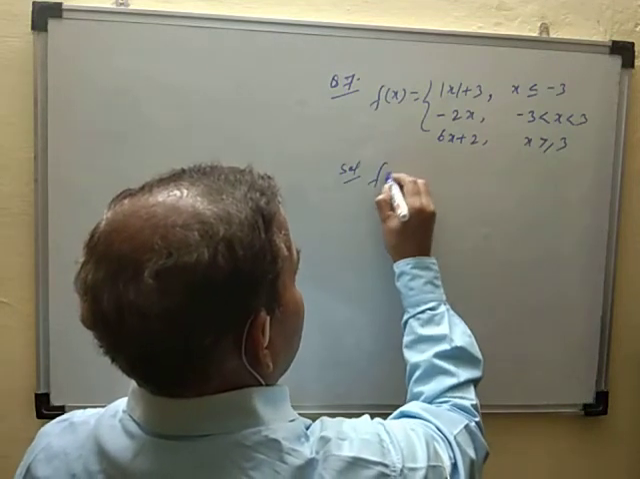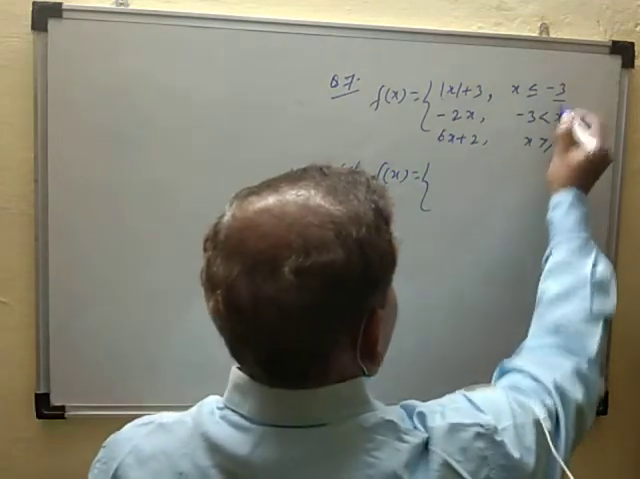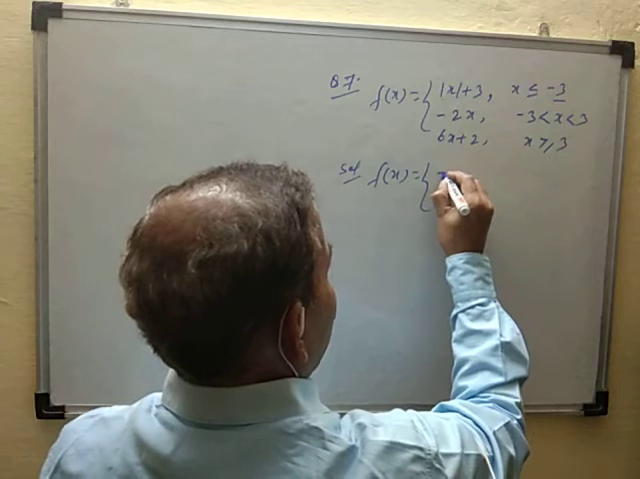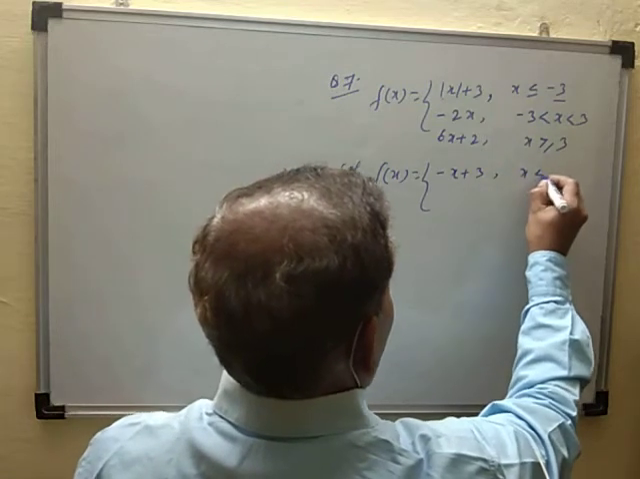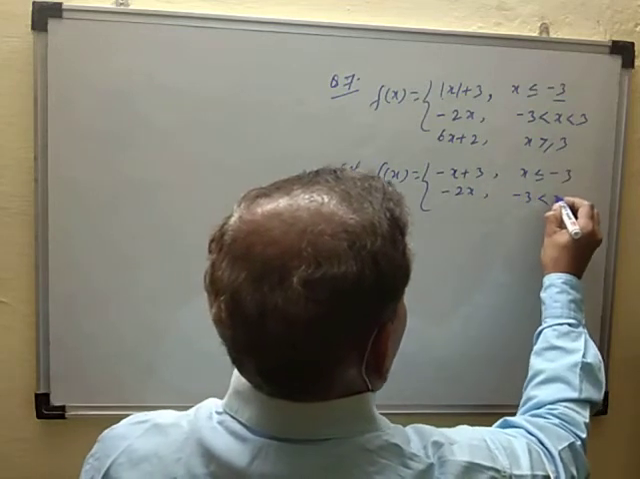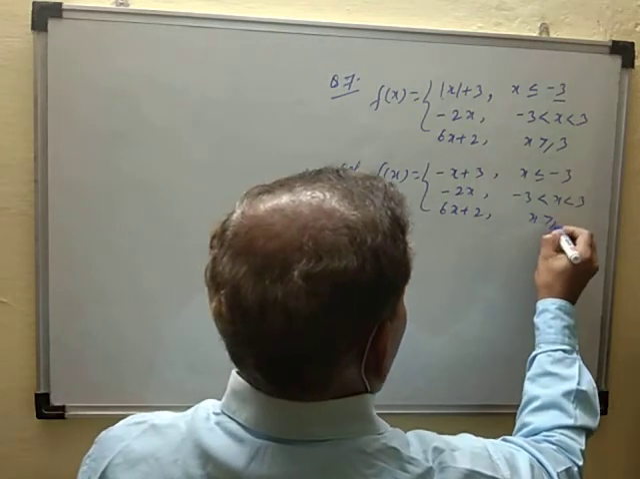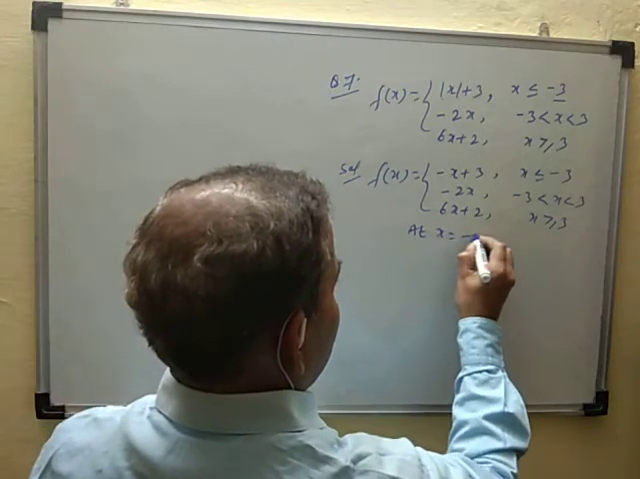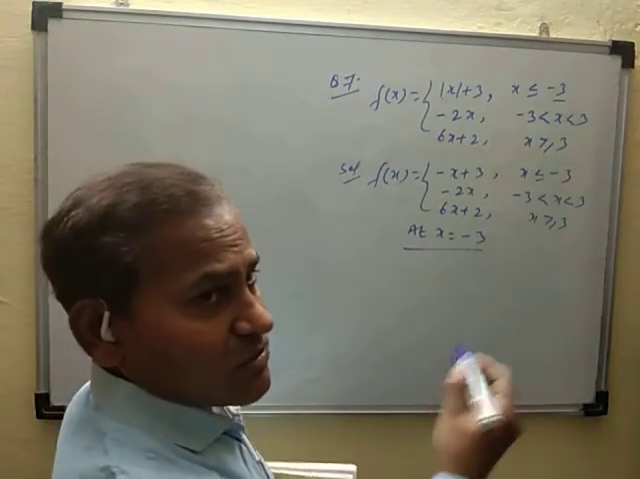Solution. Since f of x is equal to mod x plus 3 when x is less than or equal to minus 3, that is x negative. So what is the value of mod x? Mod x is equal to minus x, plus 3. Here x less than or equal to minus 3. Second value is minus 2x when minus 3 less than x less than 3, and next value is 6x plus 2 when x greater than or equal to 3. So first check whether at x is equal to minus 3 the function is continuous or not. So minus 3 is a turning point. So find LHL.